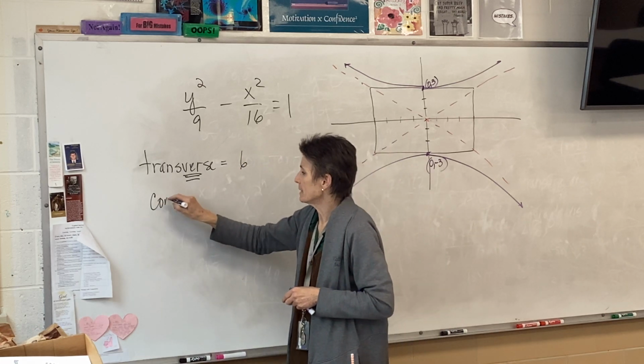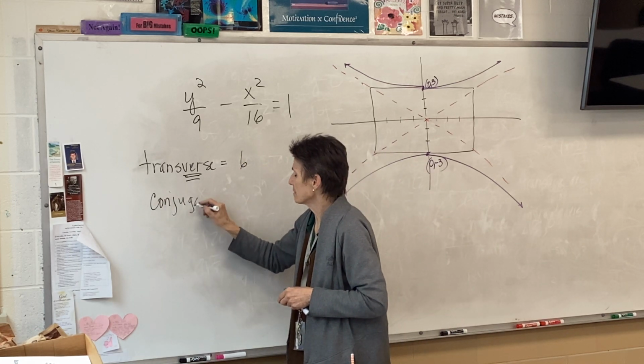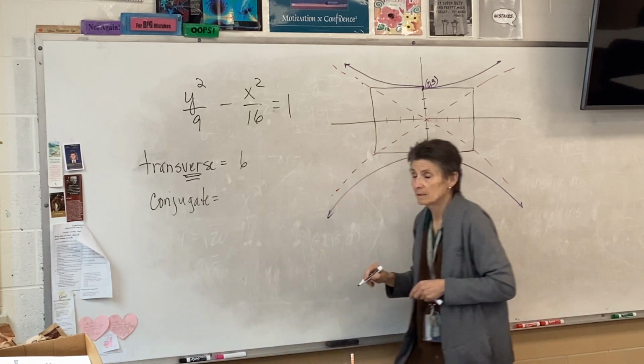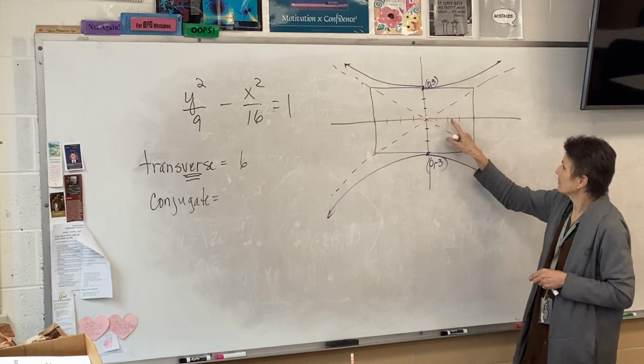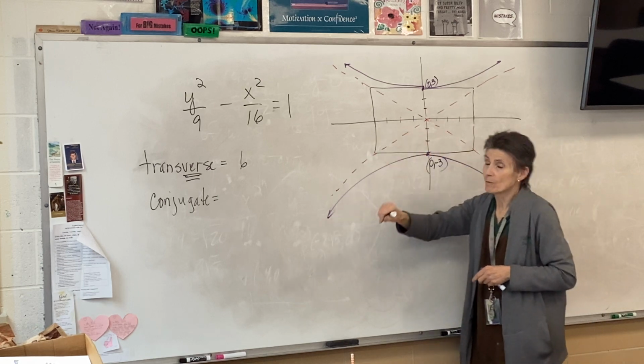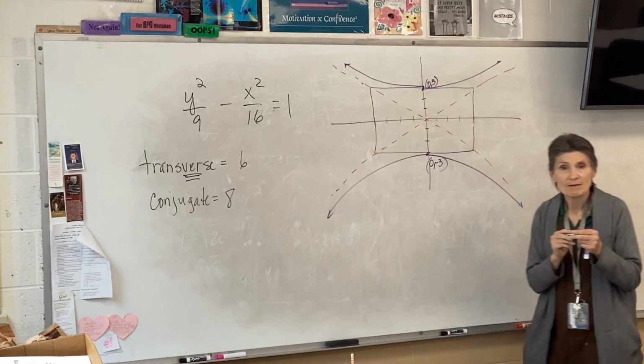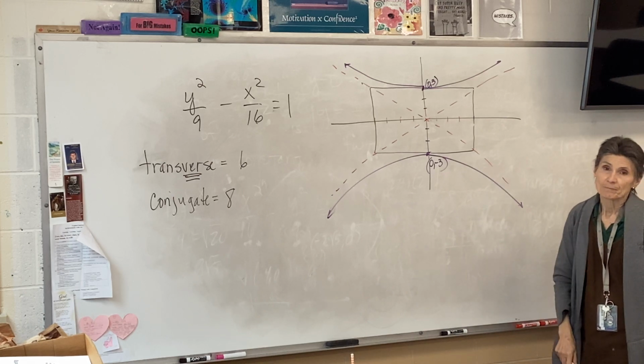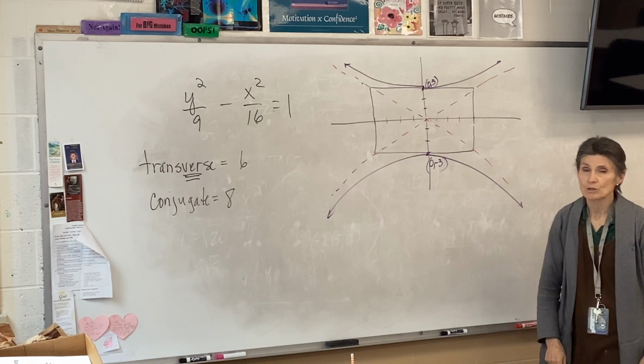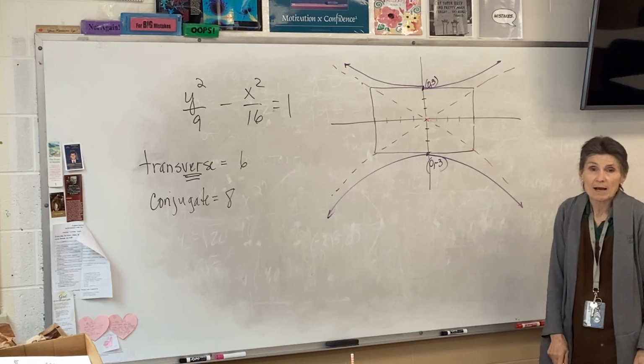The other one is the conjugate axis. That's this way, and we counted over 4, so that one is 8. Again, it doesn't have anything to do with length. In this case, the transverse is shorter than the conjugate. That's just how it is.